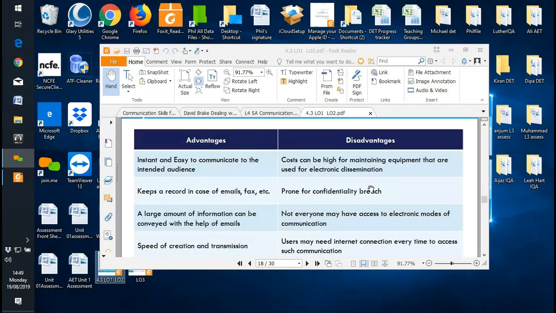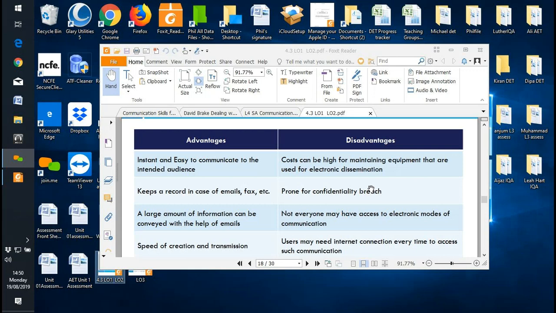So electronic communications are instant and easy to communicate with the intended audience. Costs can be high to maintain the equipment used for electronic dissemination, but of course that has gone down as more and more companies and individuals are using it now. The cost of the equipment compared with 20 years ago is minimal. It keeps a record in the case of emails or faxes, but confidentiality can be breached unless there is proper encryption in the methods used to deliver the message. Most organisations now will have end-to-end encryption to make sure that messages don't go astray.